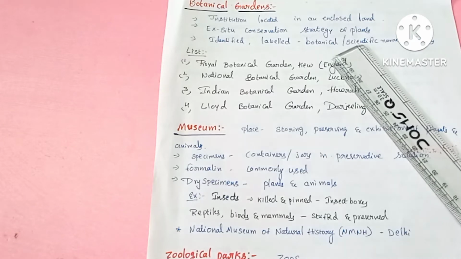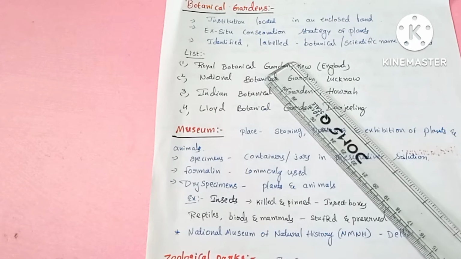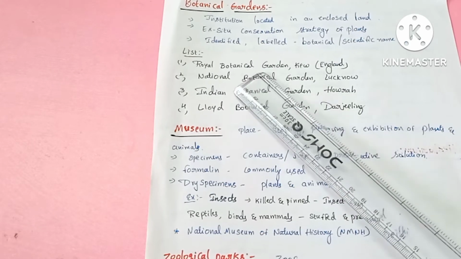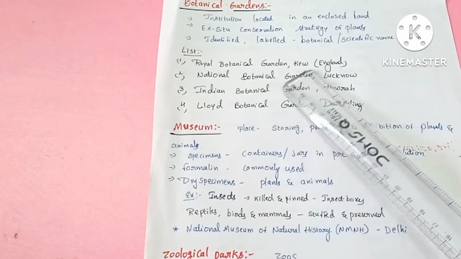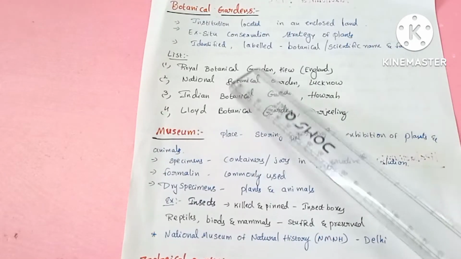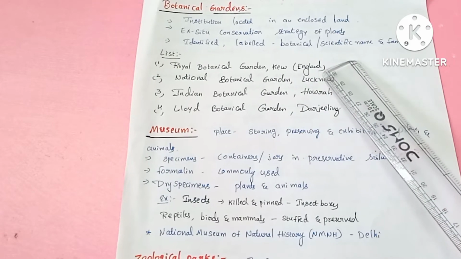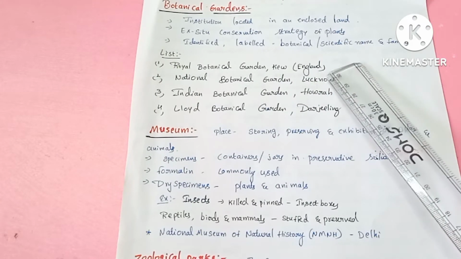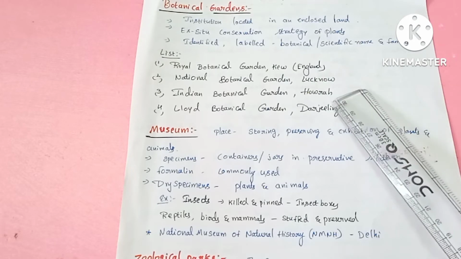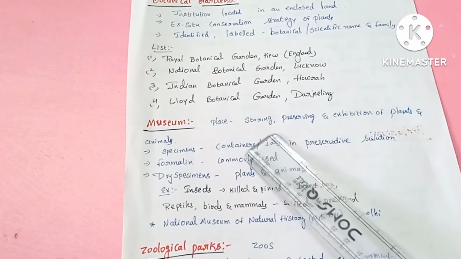Here, in botanical gardens, first of all, the plant is identified, first the type of the plant is identified, and then it is properly labeled with its common name, its botanical or scientific name, and family. That is called the botanical name. And here are some of the botanical gardens. The first one is the Royal Botanical Garden, Kew. We have already studied this in the herbarium. And the next ones are the National Botanical Garden Lucknow, Indian Botanical Garden Howrah, and Lloyd Botanical Garden Darjeeling.